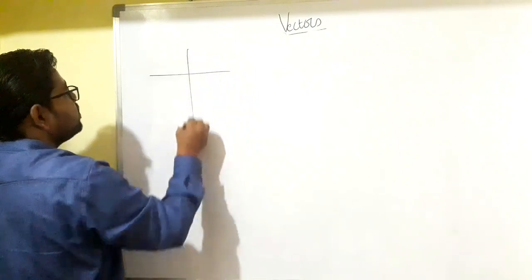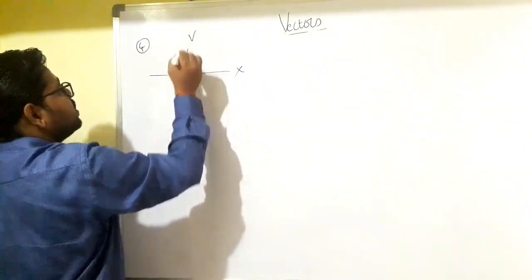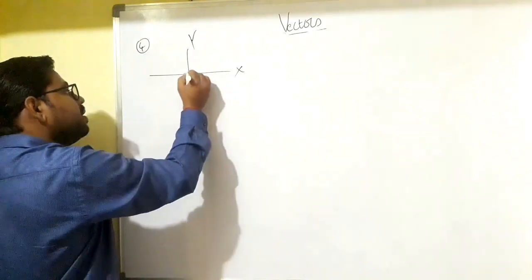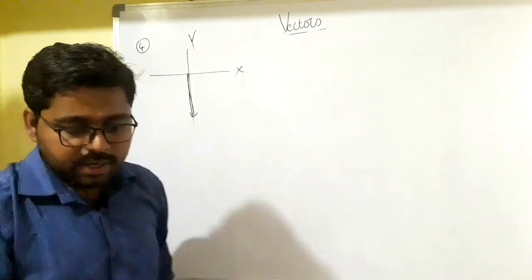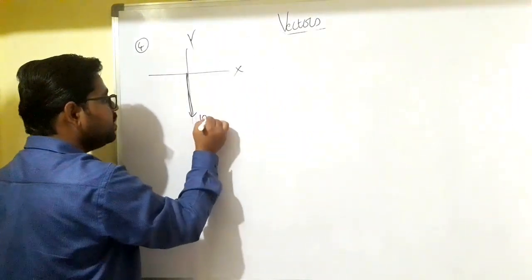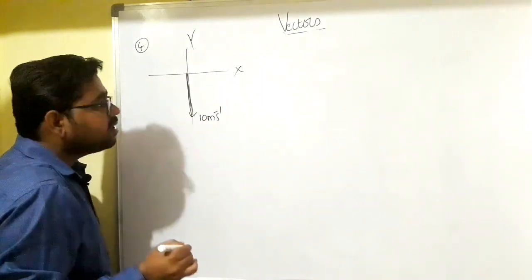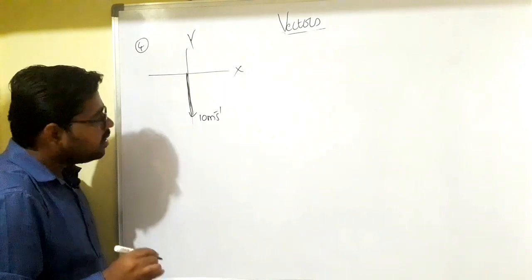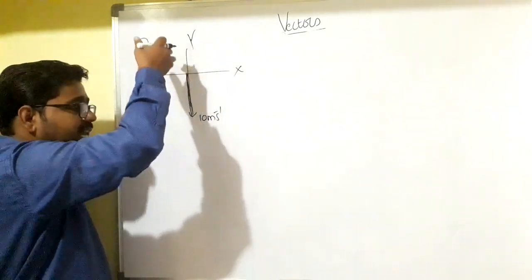See here, fourth one. Okay, x-axis, y-axis. Here the vector is in the direction of... Let me take the value to be 10 meter per second. 10 meter per second is the value here. The question is the same: resolve this into two vectors. Now it is neither at the midpoint, but it is exactly on the line.